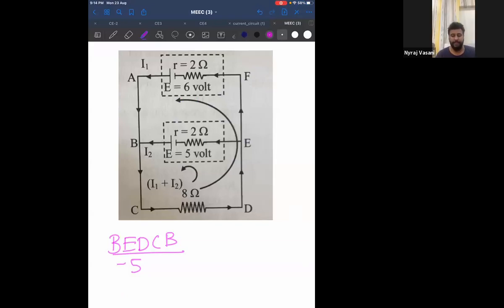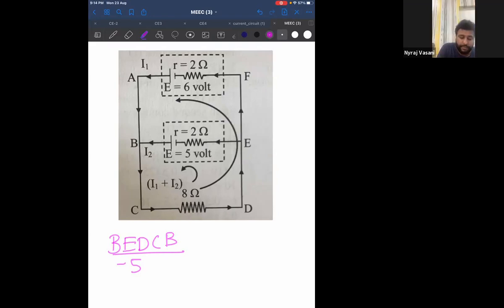Yeah. Then from D to C, plus 2I2. Then from E to D, nothing. Then from D to C, since there is opposite direction, so it will be -8. It is opposite direction, so it will be -8. So, sir, it is in opposite direction, and it will be I1 plus I2 into 8.